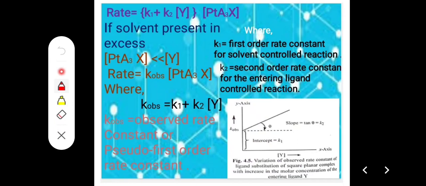Now if we compare k_obs as y equals mx plus c, we get m equal to k2, that is the slope, and c equal to k1, the intercept. y equals c plus mx. Here y is k_obs and the concentration of Y is x, so we get slope m equal to k2 and c equal to k1. Okay.